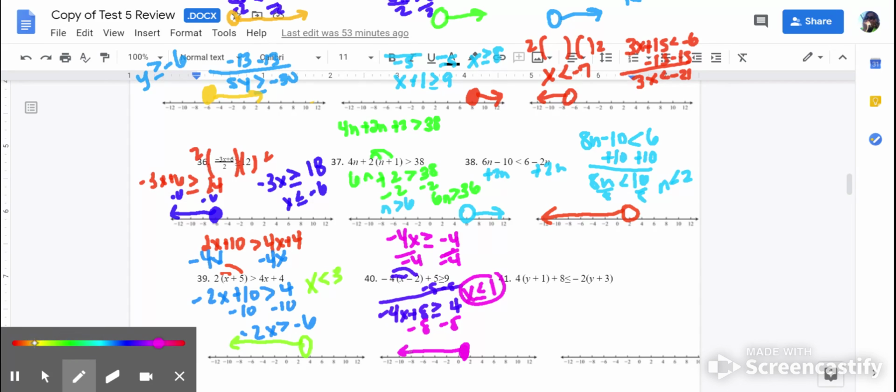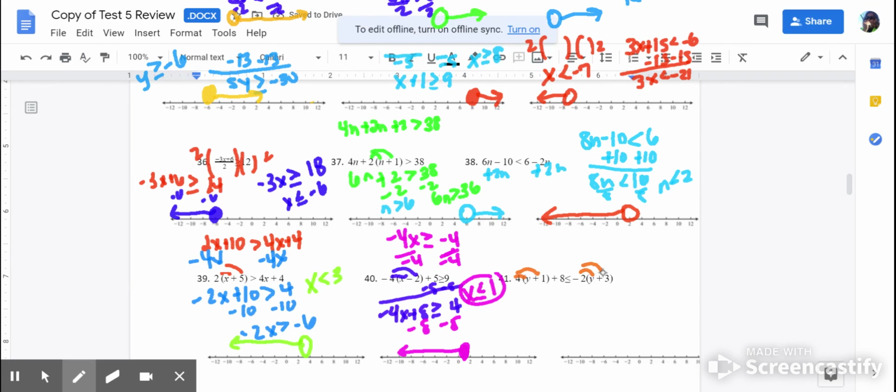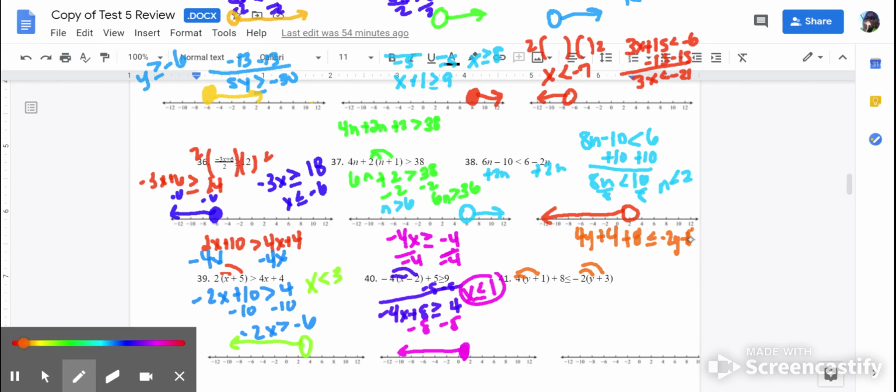And if you look at this last one in this section, there's a lot of things happening. So I want to try and do as much as I can in this first step. I want to distribute the 4. I'm also going to go ahead and distribute the negative 2. So I'll have 4y plus 4, then I just keep the 8, so plus 8 is less than or equal to negative 2y plus, it would be actually minus 6.